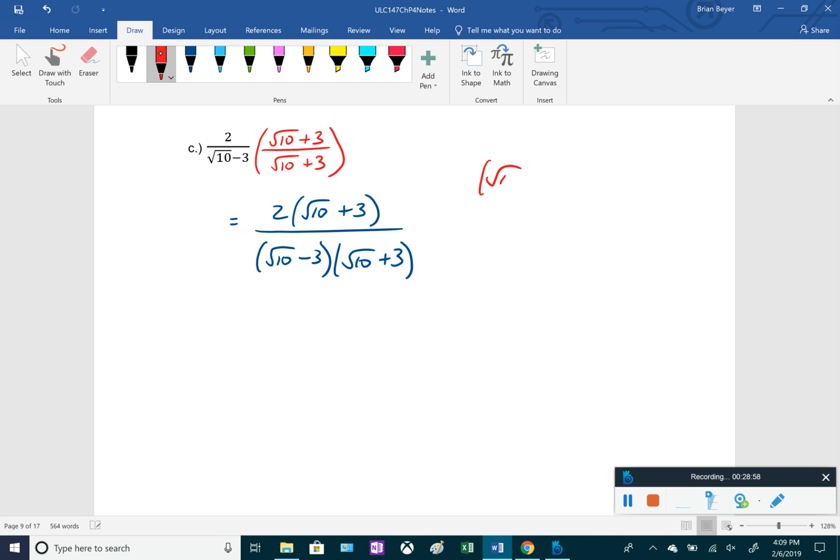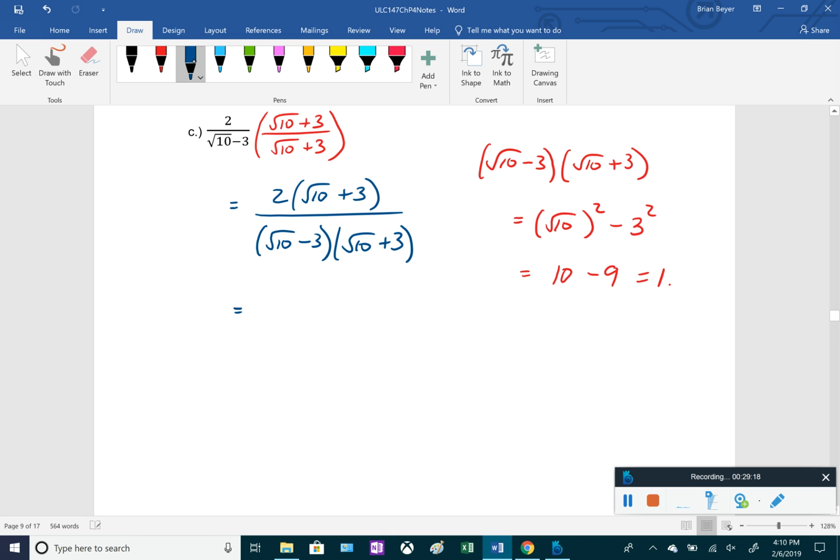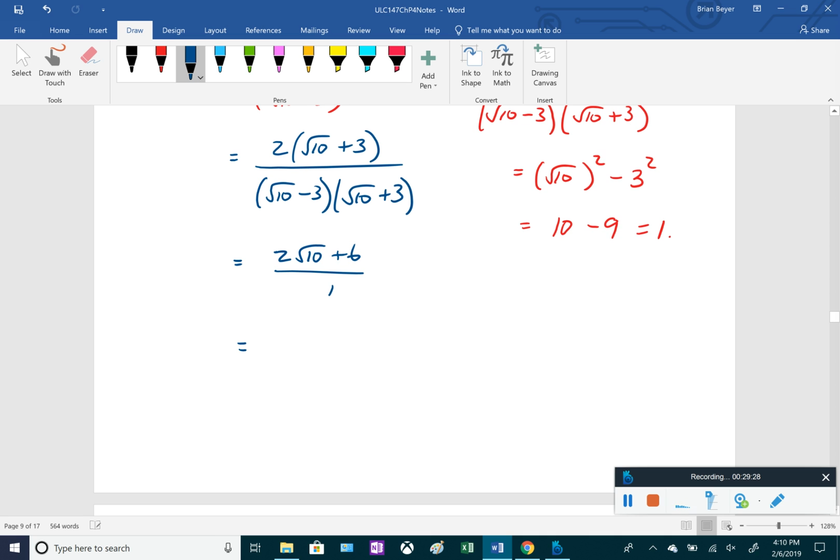So doing that conjugate multiplication on the side, we end up getting the first one squared, so radical 10 squared, minus the second one squared, so minus 3 squared. So this is 10 minus 9, so it actually just equals 1. So that whole denominator is just equal to 1. I'm going to distribute the 2. So 2 radical 10 plus 6 over 1. Anytime anything's over 1, we don't have to write that. So it's just 2 radical 10 plus 6. So that one actually cleaned up nice.